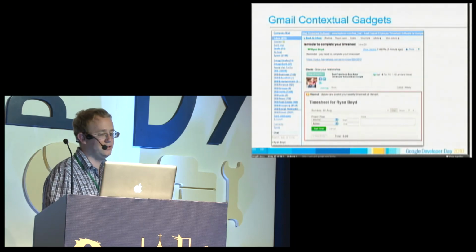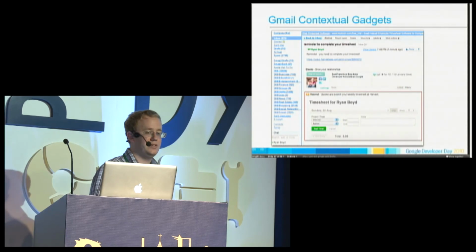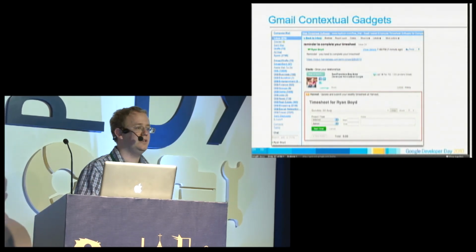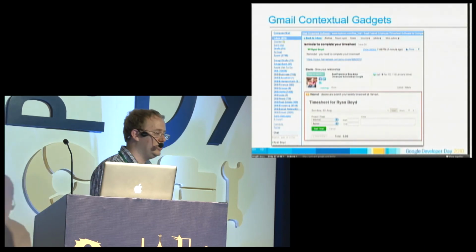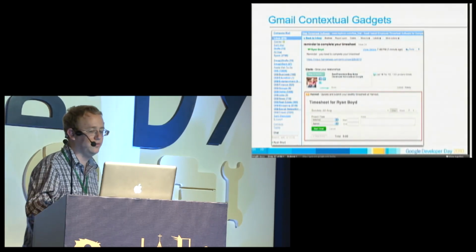And then the second contextual gadget is a more business use case where the email detects that the word timesheet was present in the email, and it basically says, hey Ryan, you need to complete your timesheet for this week, and you can enter that information in an authenticated and authorized way right from within the context of your email, drastically improving your productivity.